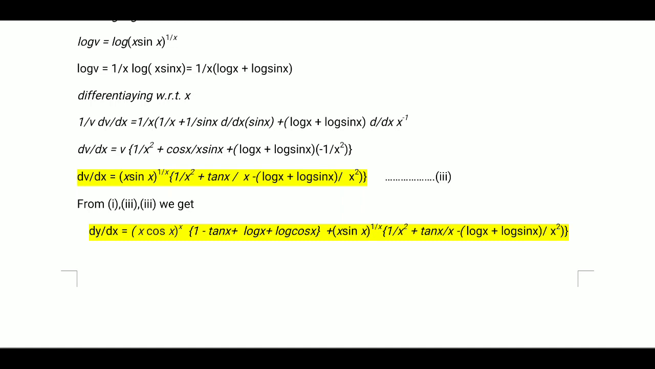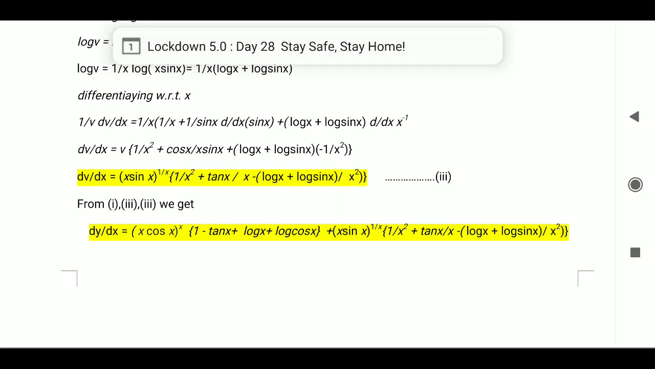So now put these values in equation first. We have dy upon dx is du upon dx plus dv upon dx. Now put both the values of du upon dx from second and dv upon dx from third, we get the result.